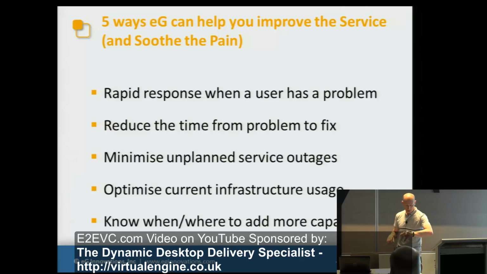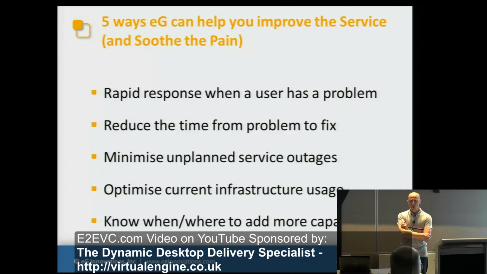So the key thing that we're interested in today is how we can use eG to help you do these five things. First, how we're going to help you rapidly respond when a user calls into the service desk, saying, I've got a problem right now with my Citrix session. What are we going to do to help find that? How can we help you reduce the time from problem to fix? Now we're talking about across the infrastructure, because Citrix isn't always to blame. Lots of times there are issues outside of your Citrix XenApp or your Citrix VDI. Citrix gets the blame, but actually it's a network issue, a storage issue, or an issue in the application.